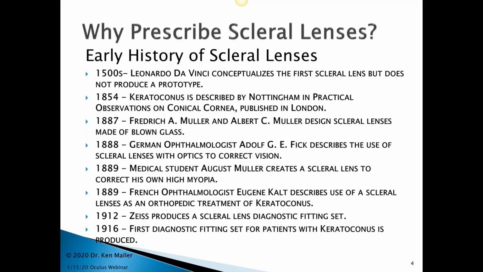In 1888, Fick described the use of the scleral lens with optics to correct vision, and the following year August Müller actually corrected his own high myopia. So that may have been one of the first applications of scleral lenses to address ametropia. Things continue to move on, but toward the end of the 1800s and into the early 1900s, the real interest was centering around keratoconus.